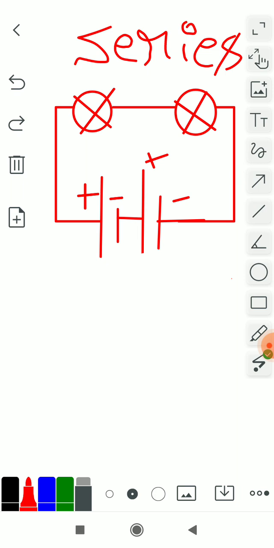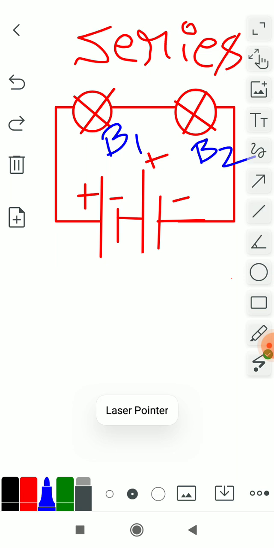Now the thing is, what is a series circuit and what is a parallel circuit? First of all, here you can see two bulbs. I'm writing two bulbs. One is B1, another is B2. Two bulbs B1 and B2 are connected in series combination. And here current is flowing from positive terminal to negative terminal.